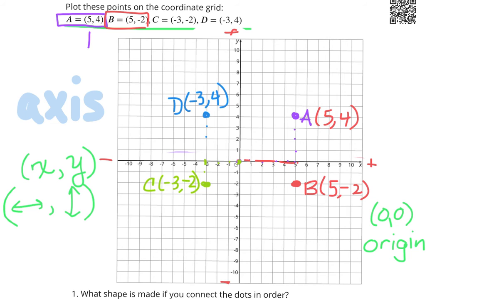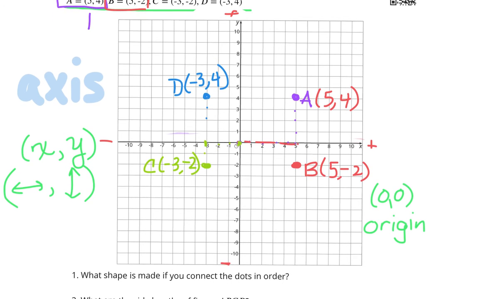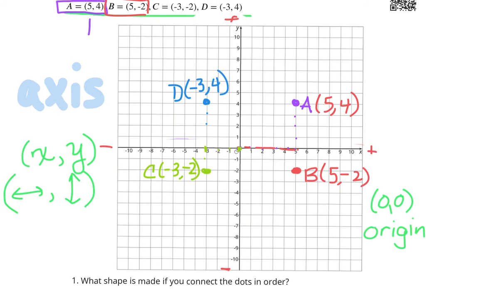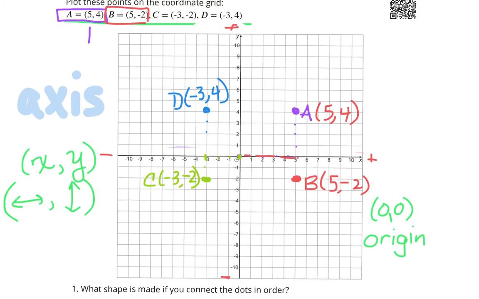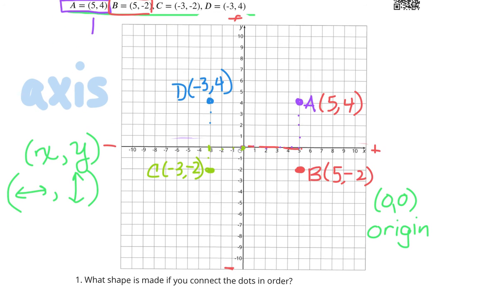Okay? Now the questions start to read like this. What shape is made if you connect the dots in order? Well, if we go A, B, C, D, what shape do we get? From A to B, B to C, C to D, and then D back to A. What shape is that?